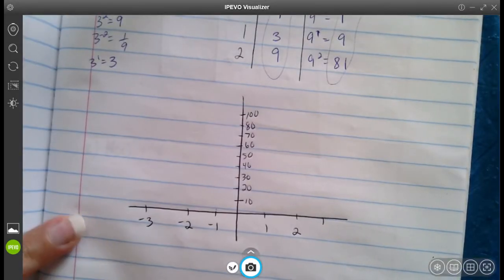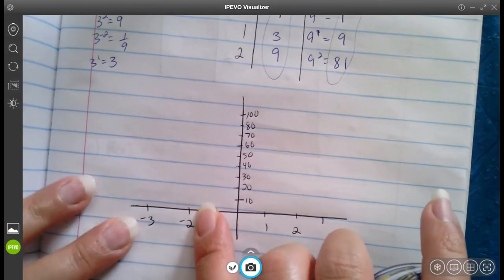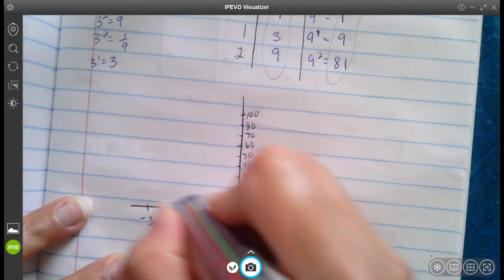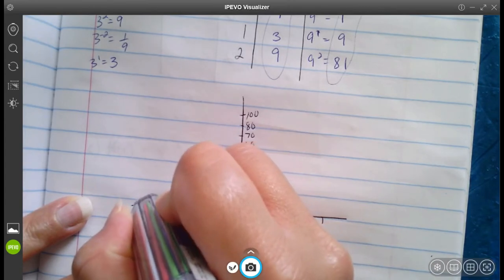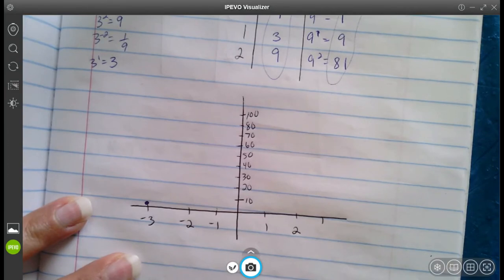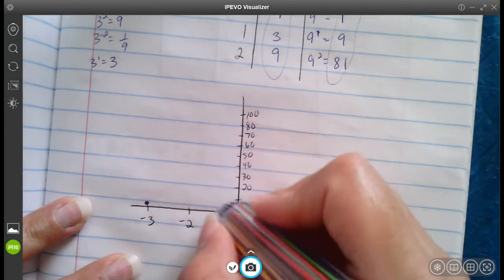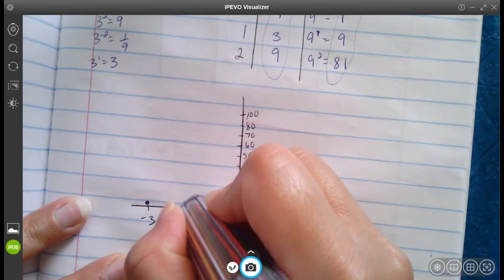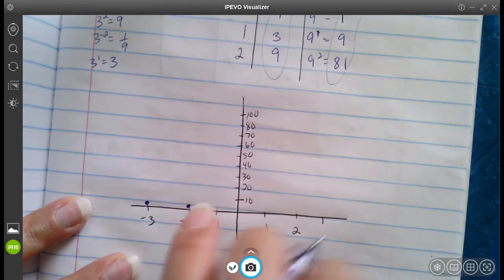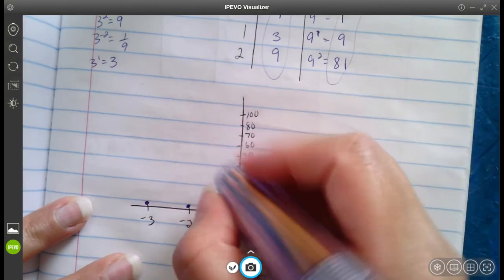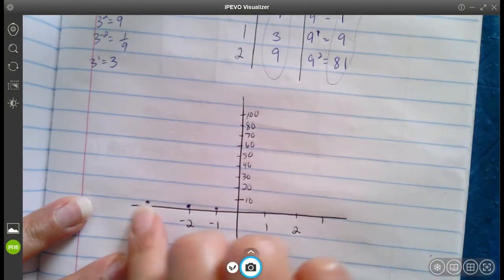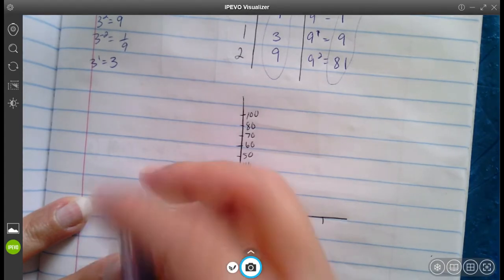We have for f of x, -3 and 1/27. So 1/27 again is really small. It's probably like right here. So I don't know, somewhere there, really close to 0. And then we have -2 and 1/9. So again, it's still pretty down there. It's a little bit higher than the other one, but it's still pretty close to 0. Okay. -1 and 1/3. So that one's a little bit higher. But again, these are going to look almost like a line because they're so close to the x-axis here.